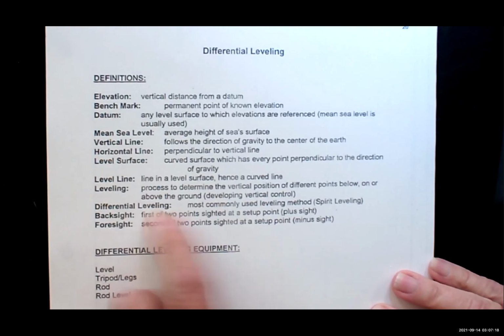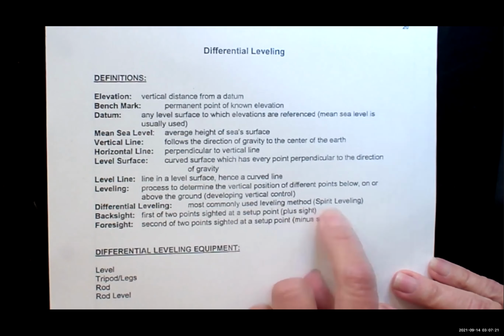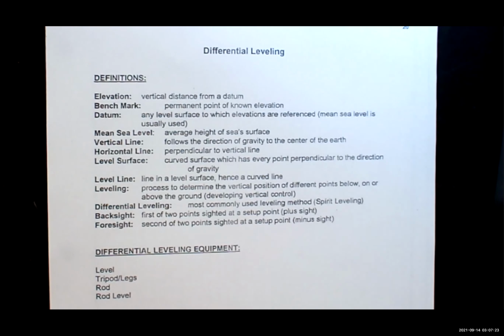Differential leveling, most commonly used leveling method. And just to let you know, it used to be called spirit leveling, and you might hear an old person talking about it because it was actually alcohol, like drinking alcohol, that was inside the bubble for the leveling. So, spirits.